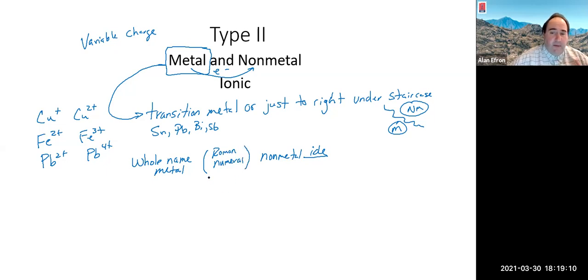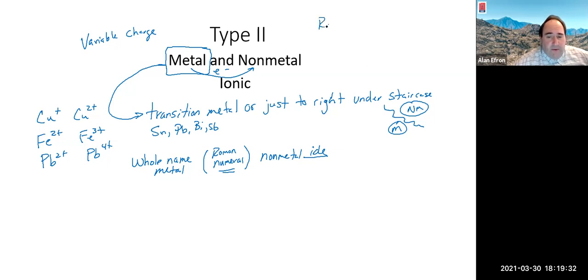So we do include a Roman numeral with these guys. What does the Roman numeral mean? This is oftentimes misunderstood by students. The Roman numeral is actually the positive charge on the metal, not the grand total charge of all the metals, not how many metals you have.